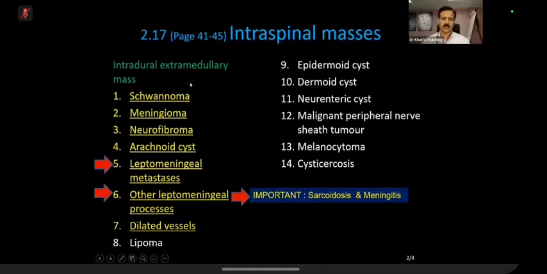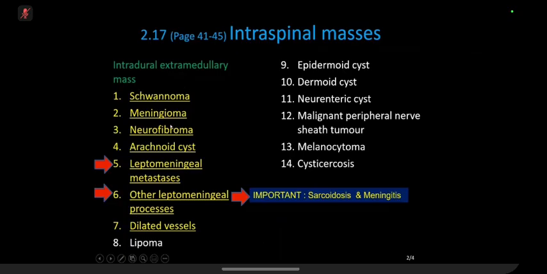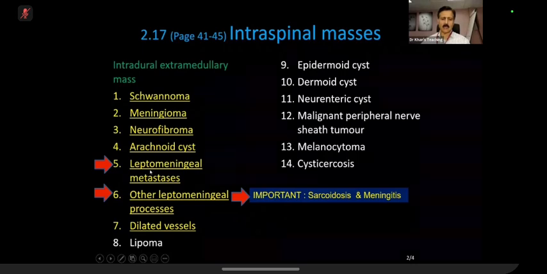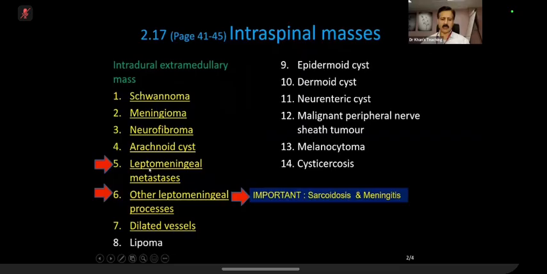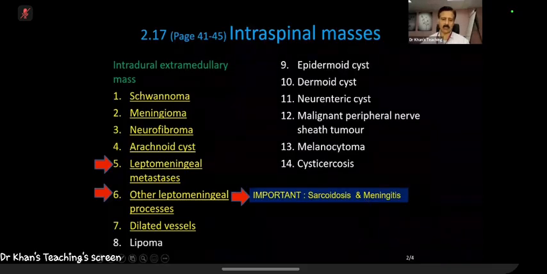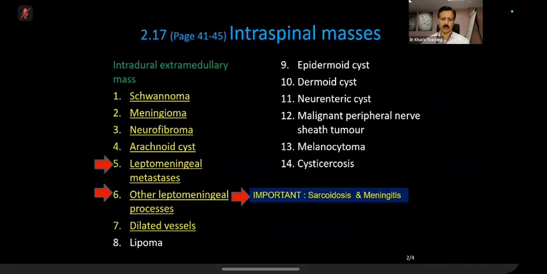Now, this is intradural extramedullary. In this one, schwannoma, meningioma, neurofibroma, these are all important. Any leptomeningeal metastasis is very important. Other leptomeningeal processes, in which again sarcoidosis and meningitis, TB meningitis, fungal meningitis, anything like that, are very important.